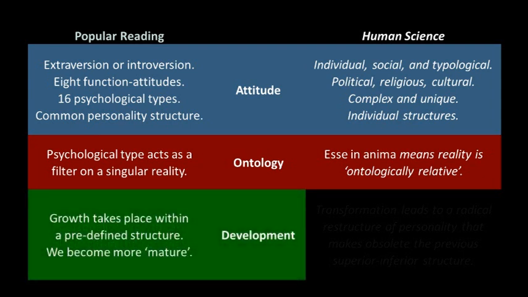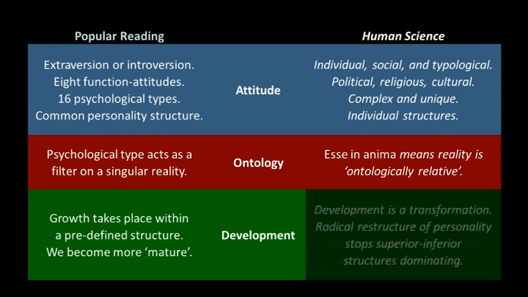The third area concerns psychological development. In the popular reading of Jung's book, our psychological type is inborn and remains the same throughout life. It defines a pattern of development in which the superior function always remains superior. Although we can develop the inferior function to some extent, it always remains the inferior function.